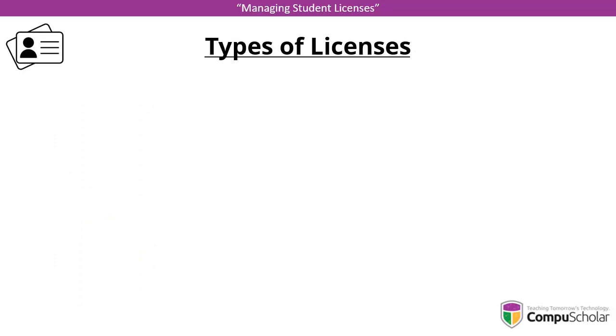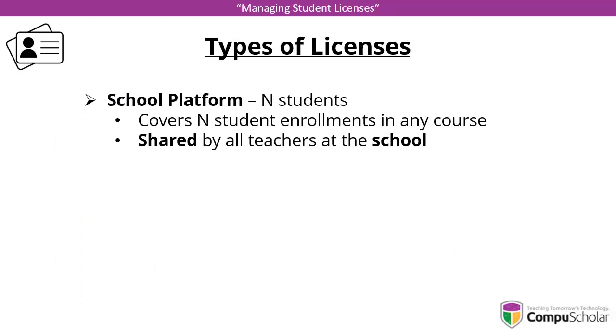For our public and private school teachers, there are essentially three different types of licenses you might purchase from CompuScholar. The first is a school platform that will cover a specific number of students. So you might have 10, 20, or 30 students in your school, and you'll purchase a platform license that covers that specific number of students. And we do want to highlight that the school platform license is shared by all teachers at the school. So if multiple teachers want to teach CompuScholar courses, make sure you get together and total up the sum of all the students that you will need to cover, and make sure that your school platform license will cover all of those students.